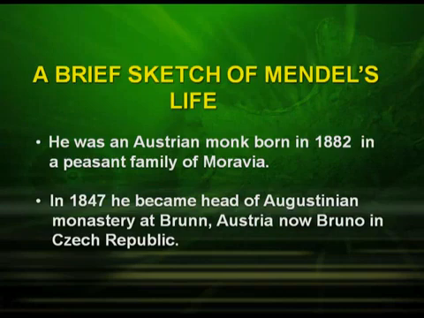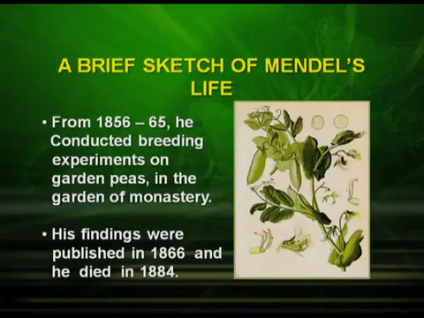In 1847, he became the head of the Augustinian monastery, Brunn, Austria, now Brno in the Czech Republic. From 1856 to 1865, he conducted breeding experiments in the garden pea in the monastery. His findings were published in 1866, and he died in 1884.